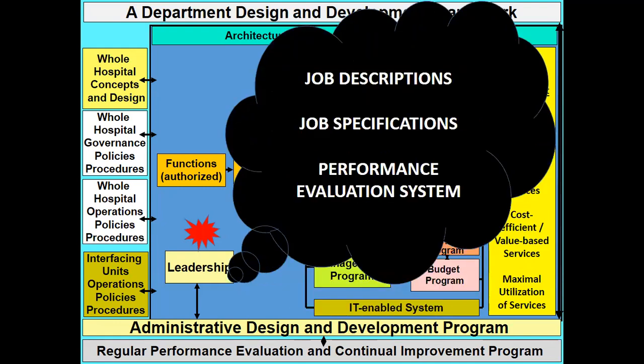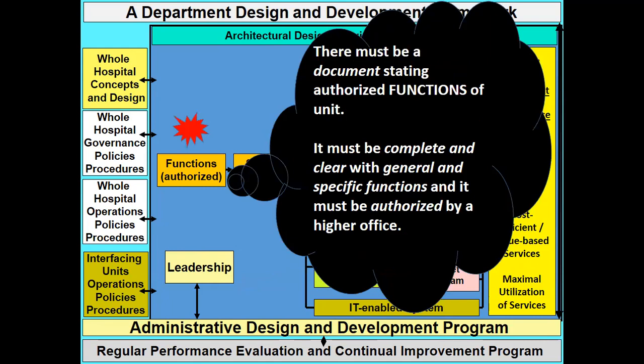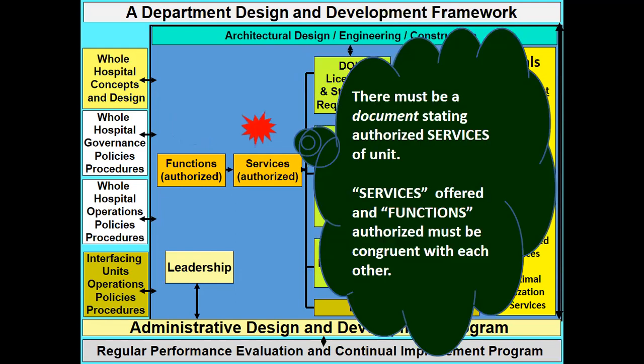There must be at least a job description or job descriptions, job specifications, and performance evaluation systems of the leaders and managers. Now, as to the second box here within the main framework proper, you have the functions. There must be a document stating the authorized functions of the unit. It must be complete and clear with general and specific functions, and it must be authorized by a higher office.